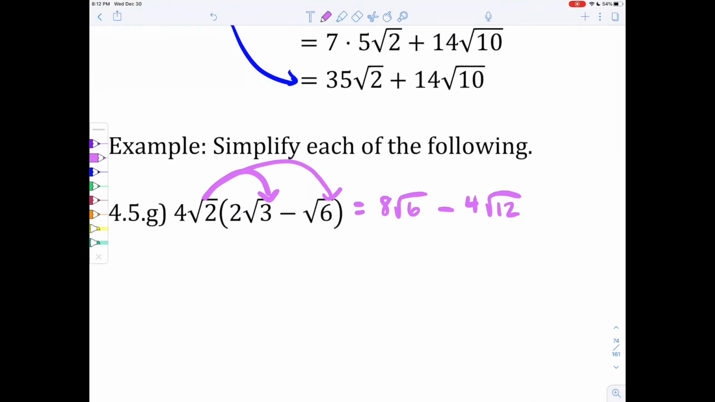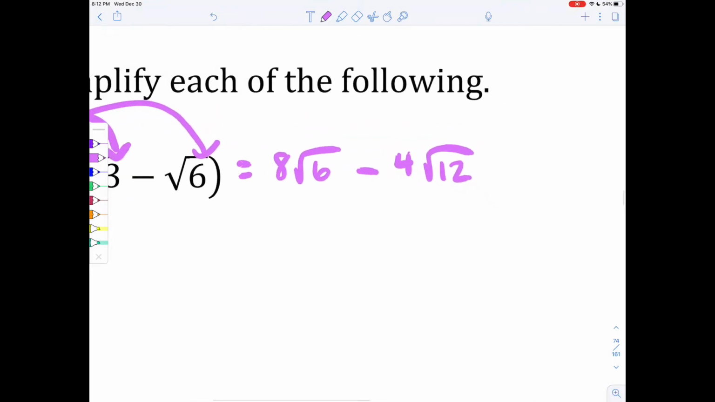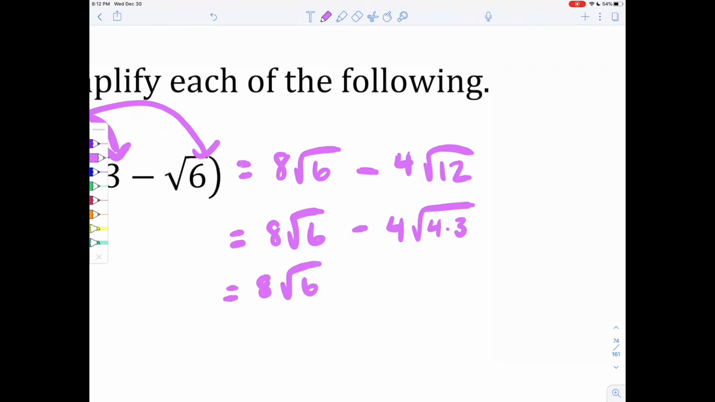All right, now I'm going to take a look at these terms and see if I can simplify them further. Since I'm dealing with square roots, I'm looking for factors of 6 and 12 that are perfect squares. 6 does not have any factors that are perfect squares, so it's going to stay as such. It can't be further simplified. But the root 12 has factors 4 times 3, in which 4 is a perfect square. So 8 root 6 stays the same.